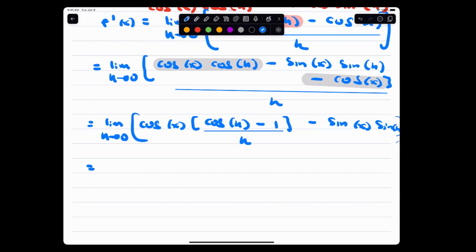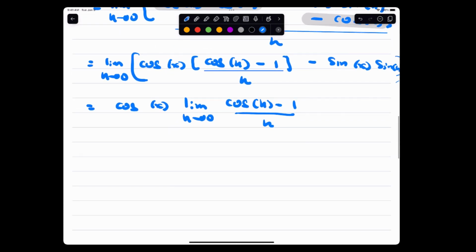Okay. So I'm going to use properties of limits again. I'm going to bring out my cosine x as a constant term because the limit is in terms of h. I get cosine h minus 1 over h. And I'm using properties of limits: limit of a difference, difference of limits. That was sine h over h. I know you can't see it over there, but okay.